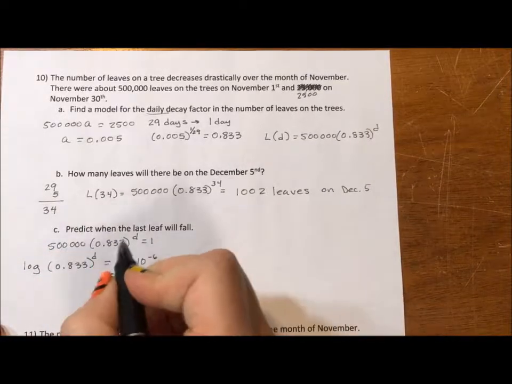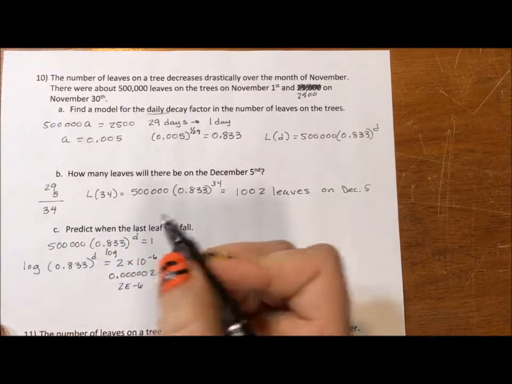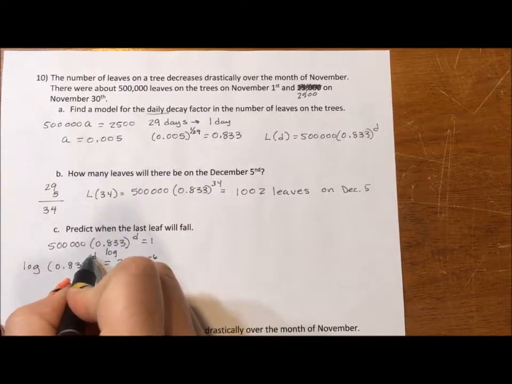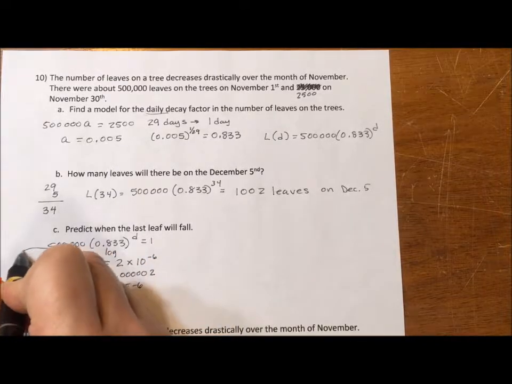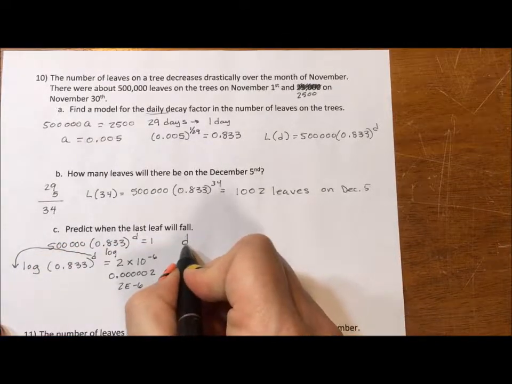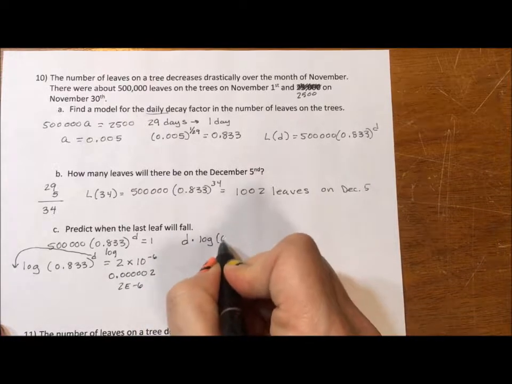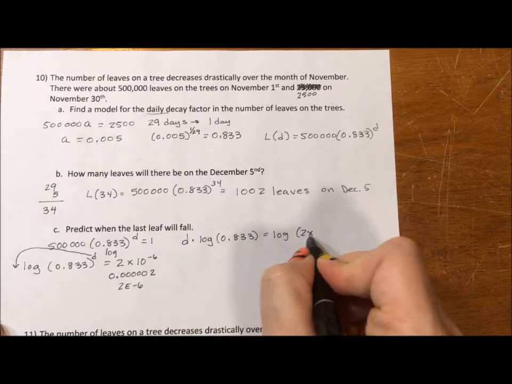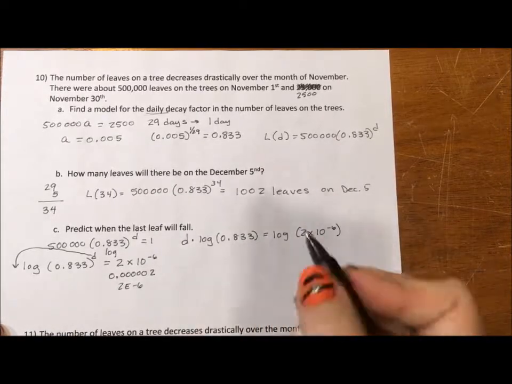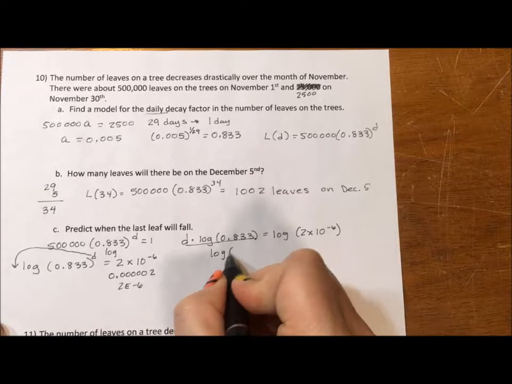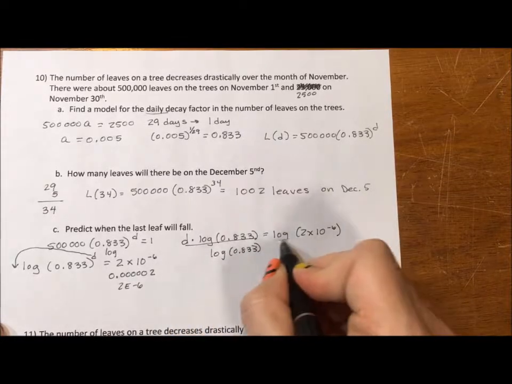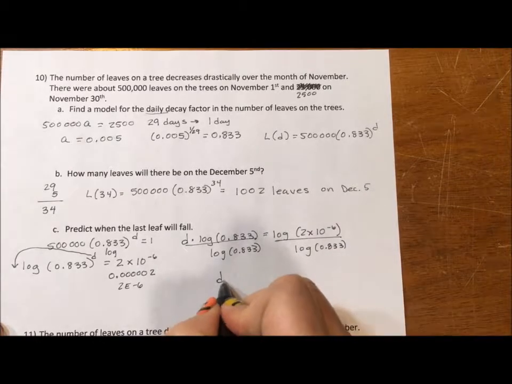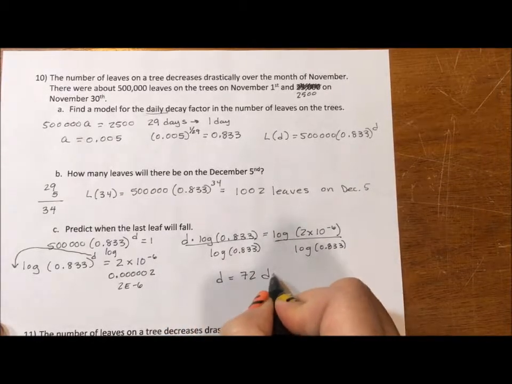The log of this side and the log of this side. And the beauty of logs is it makes an exponent a real number. The power rule says that this D can come out front and multiply, so that I have D times log of 0.833 is equal to log of 2 times 10 to the negative 6. Then I divide by log of 0.833 on both sides, and I get D is equal to 72 days.